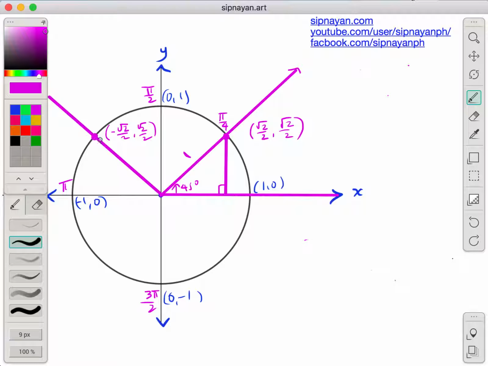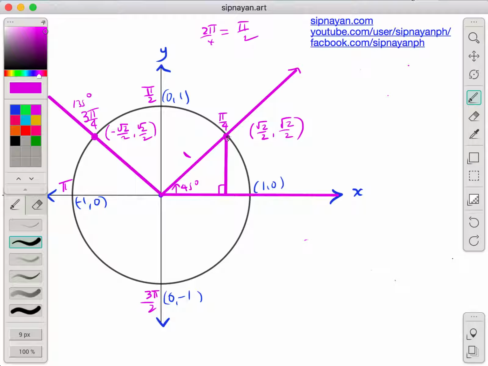Ganon din dito, pag nirotate ko dito, it's another 45 degrees, I'll have 180 degrees. This is 135 degrees. But notice in terms of radian, this is pi over 4. Another pi over 4, this is 2 pi over 4, which is equal to pi over 2. Tama? Ito yun, di ba? Divide both sides. Both the numerator and the denominator by 2. And then another pi over 4, that's 3 pi over 4.